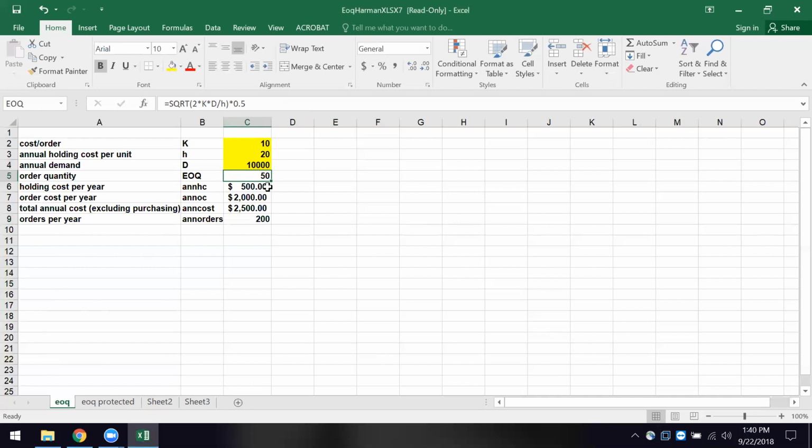Let's look at my holding cost per year now is 500. The order cost is $2,000. Now let's take that back for a minute and walk it back to the original figure. My order cost is $1,000. Why? Because while the fixed cost of ordering stays the same, the variable cost does not. I'm taking in more inventory.